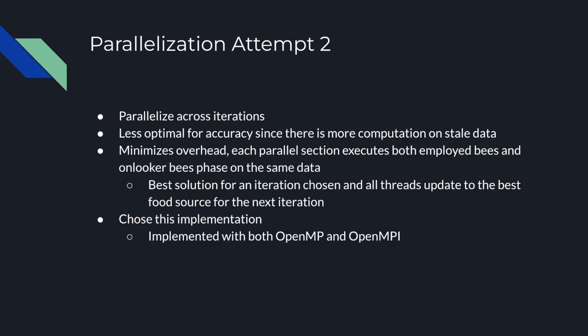In our second attempt to parallelize the algorithm, we parallelized across the entire iteration instead of multiple phases. This approach was less optimal for accuracy since there is more computation on stale data. However, this approach minimizes overhead, as each parallel section executes both the employed bees and the onlooker bees phase. At the end of each iteration, the values for each of the threads' updates are compared, and the best one is selected for further optimization on the next iteration. We ended up going with this implementation.